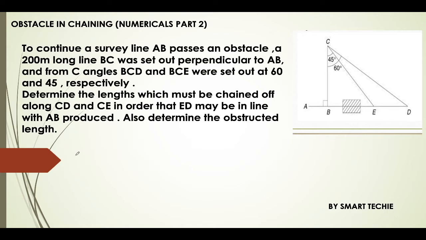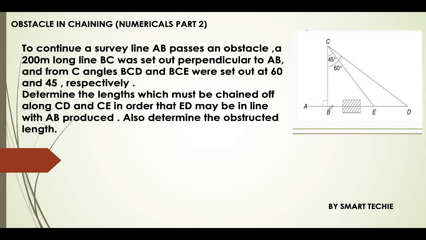In this lecture, we'll solve numerical problems based on obstacles in chaining and how it is carried out in different cases. We have covered numericals part 1 in the previous lecture, and today we'll start with numericals part 2. To continue, a survey line AB passes an obstacle. So this is an obstacle which it is passing.